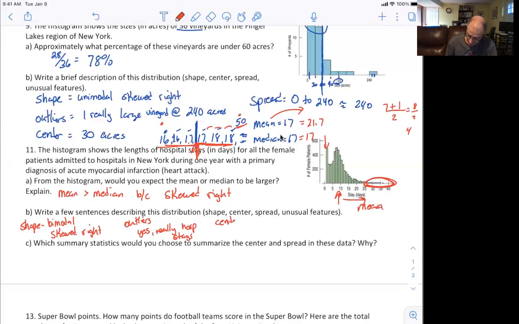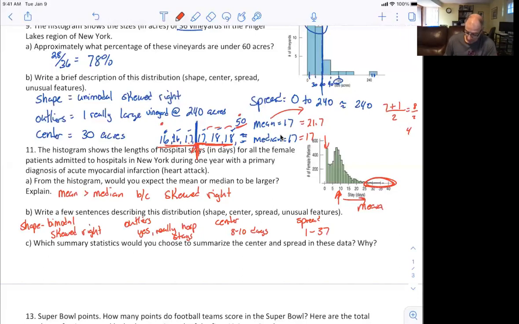Center, what's our typical hospital stay? I was going to say somewhere about in here, so I'm going to say about 8 days. And then the spread. Looks like we got 1 to 37. Okay, that works.